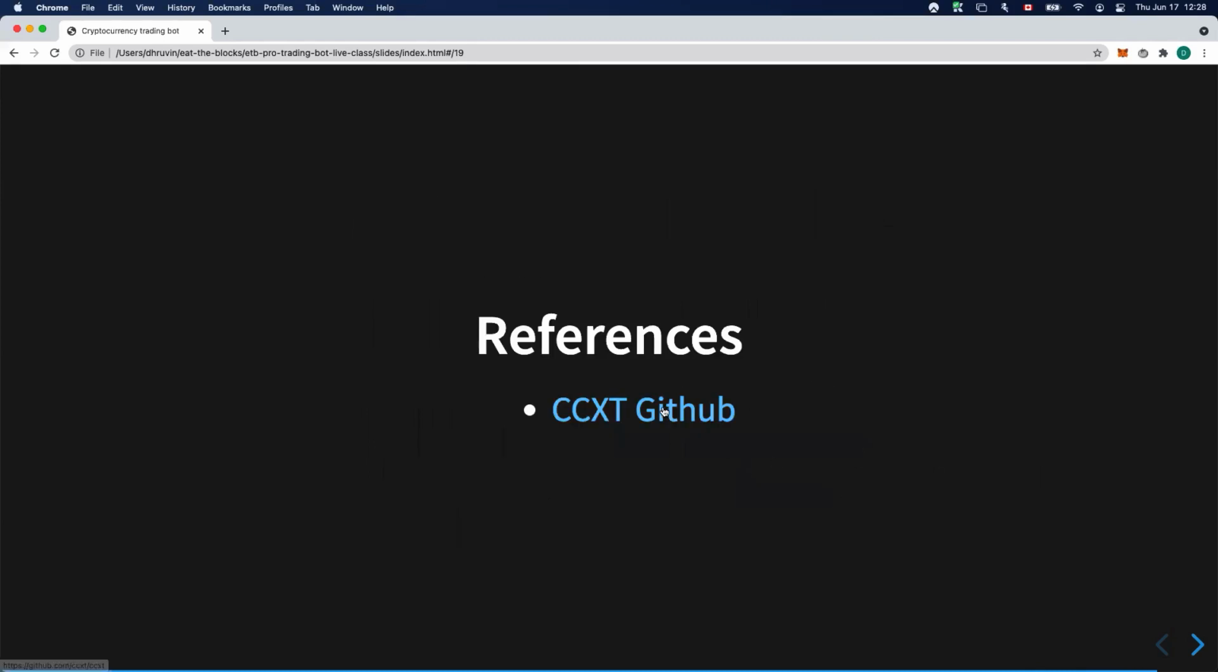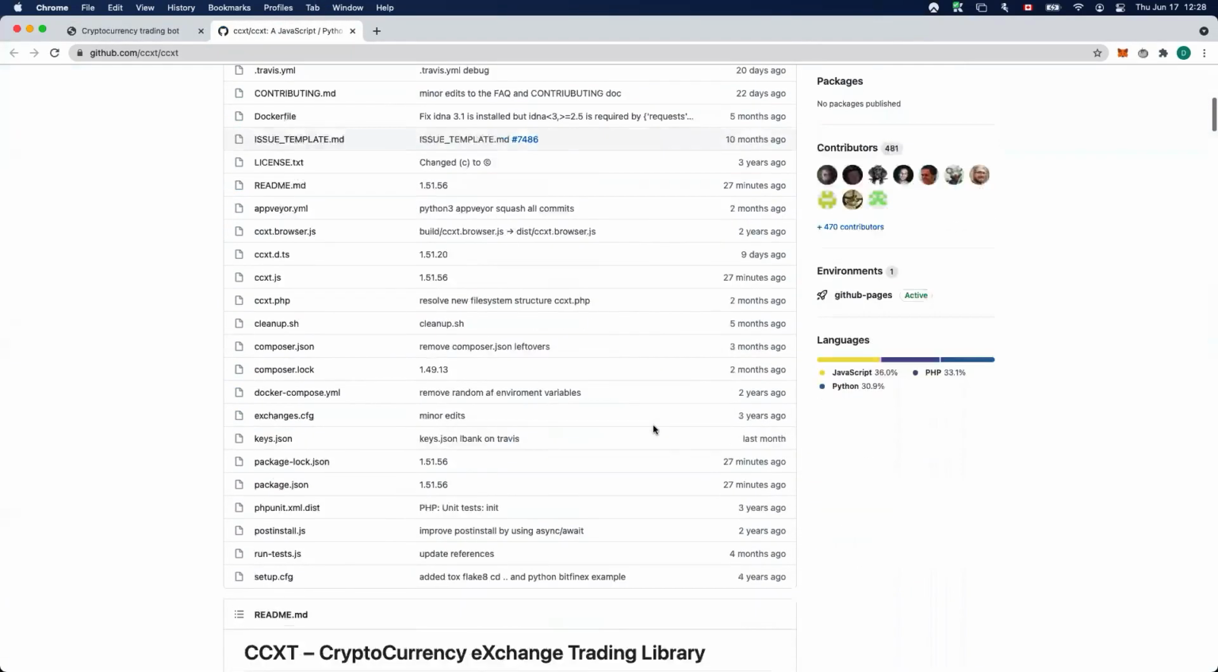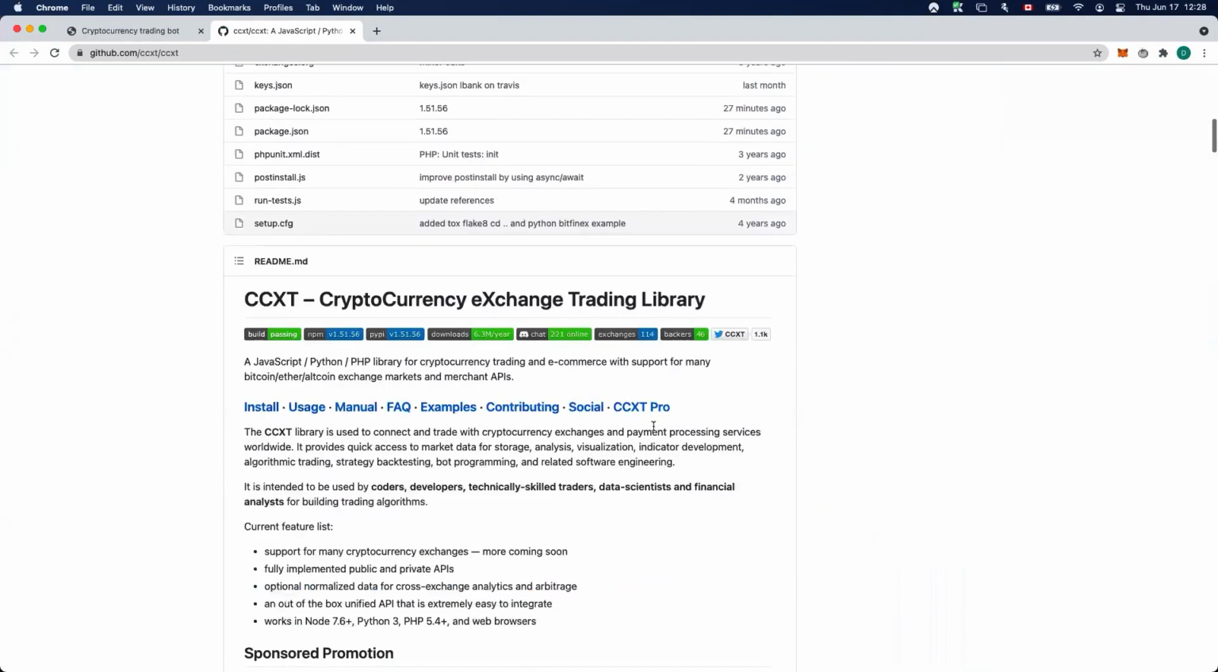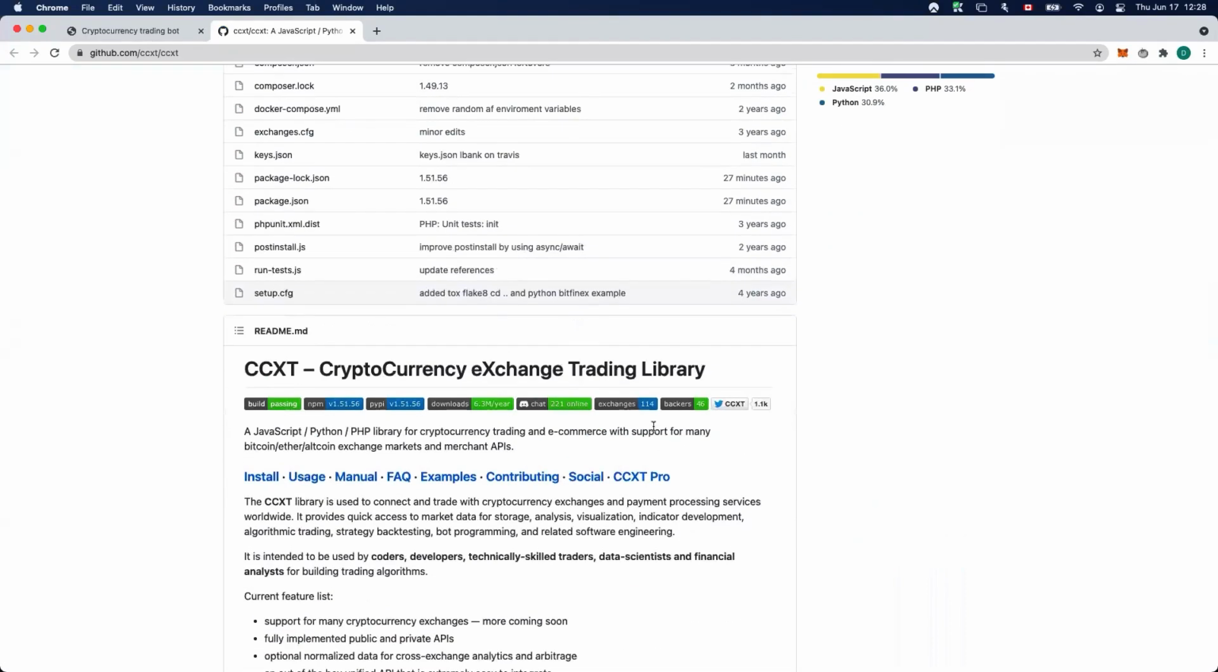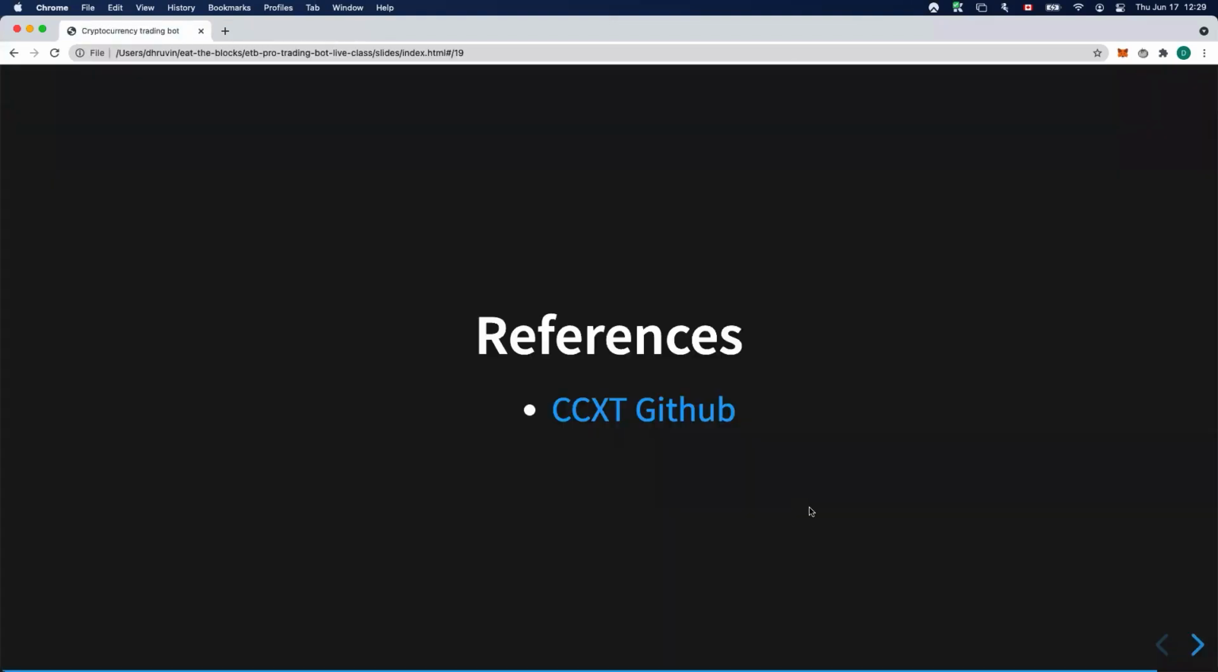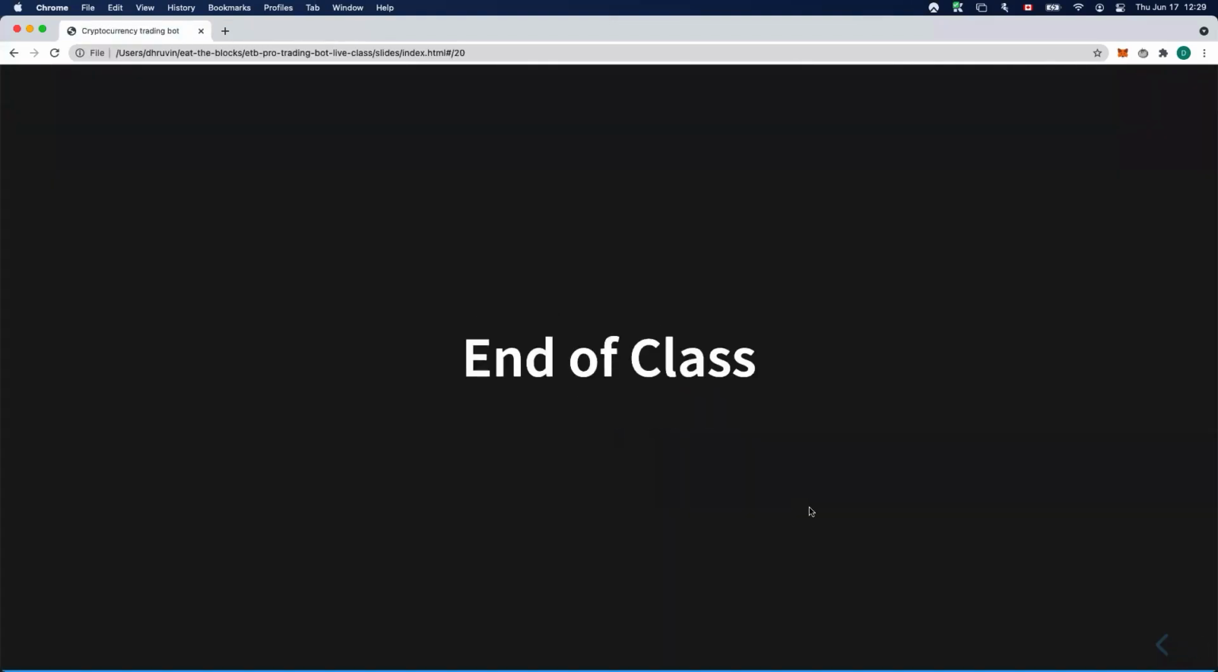So please feel free to explore more on the GitHub of CCXT, where all the documentation is there, and the class that we did today will definitely help you get started and make yourselves comfortable doing trading through the API and automating the trading. That's what the bot is. It's like automation. So that's everything for today's live class, and I'm opening up the floor for the question and answer session.